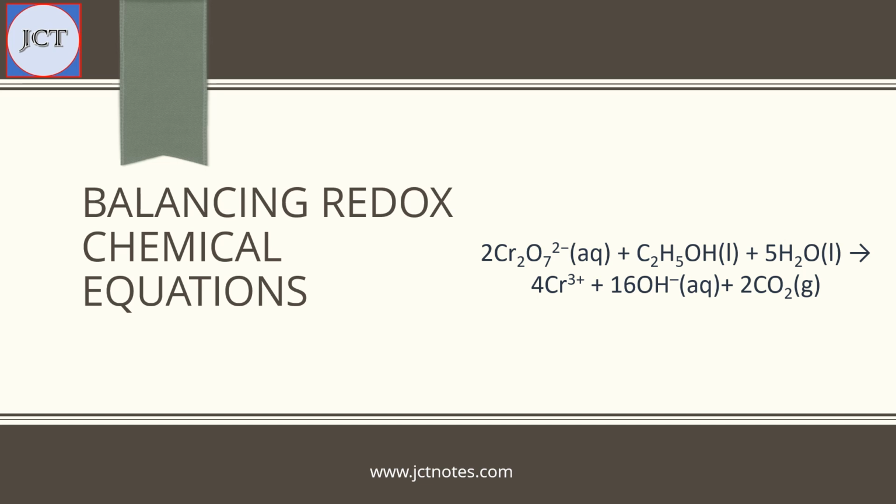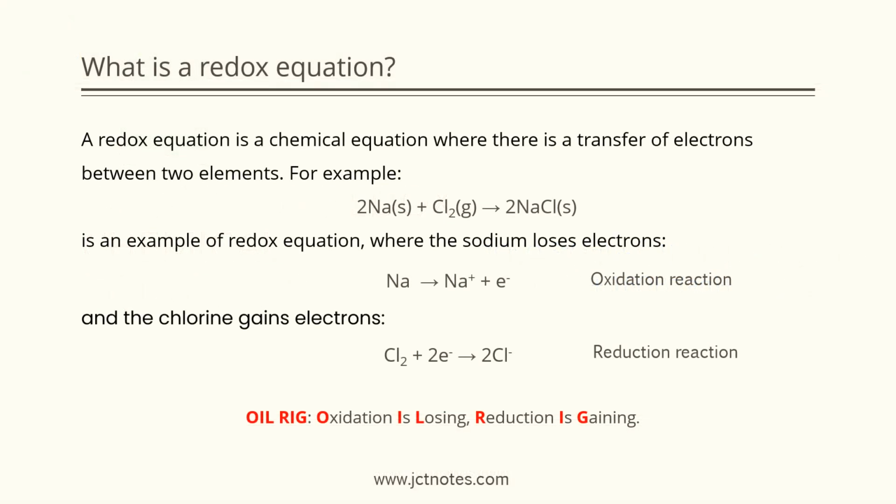Let's start. A redox equation is a chemical equation where there is a transfer of electrons between two elements. For example, we can produce sodium chloride when chlorine reacts with sodium in the right conditions. This is an example of a redox equation. In this case, the sodium loses electrons and the chlorine gains electrons. The reaction where an element loses electrons, like the sodium, is called an oxidation reaction. The reaction where an element gains electrons, like the chlorine, is called a reduction reaction.